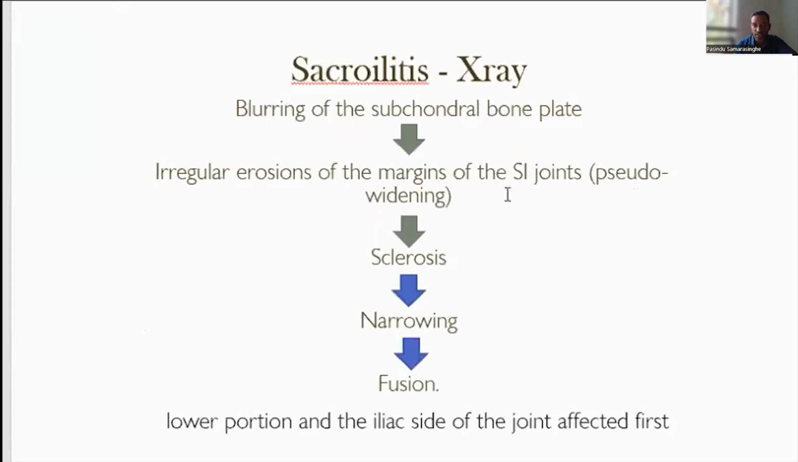So initially, first you can see the blurring of the subchondral bone plate, and these lead to irregular erosions of the margins of the SI joint. So the SI joint is the joint between the sacrum and the ilium, and so this can lead to a pseudo whitening. And then later it can go into sclerosis, then narrowing, and finally fusion.